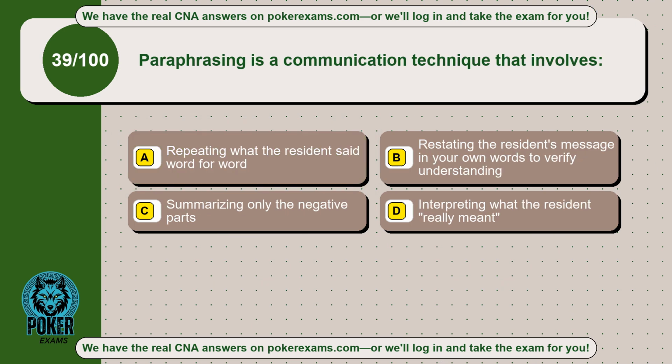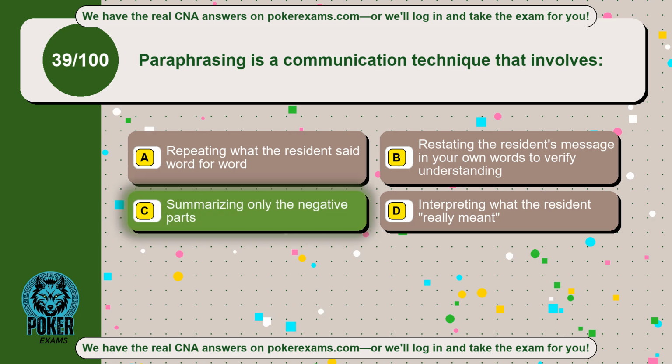Question 39. Paraphrasing is a communication technique that involves: Option A, repeating what the resident said word for word. Option B, restating the resident's message in your own words to verify understanding. Option C, summarizing only the negative parts. Option D, interpreting what the resident really meant.